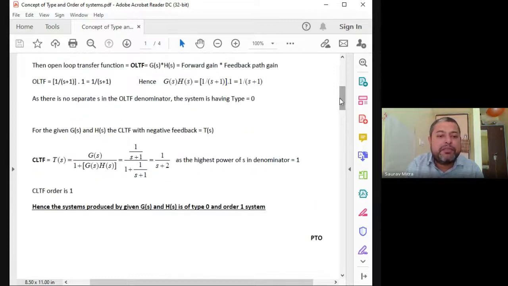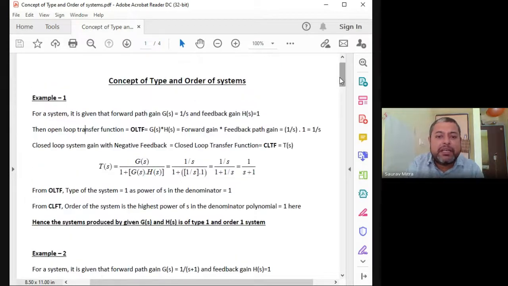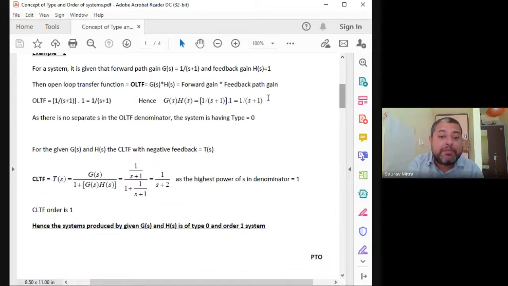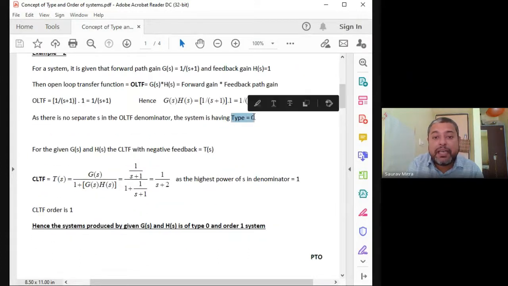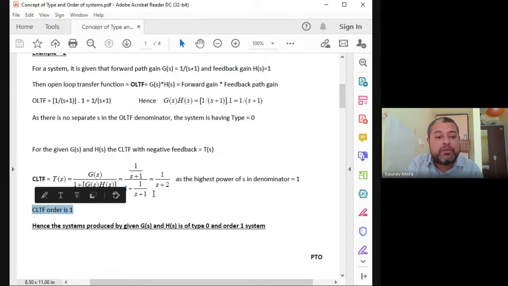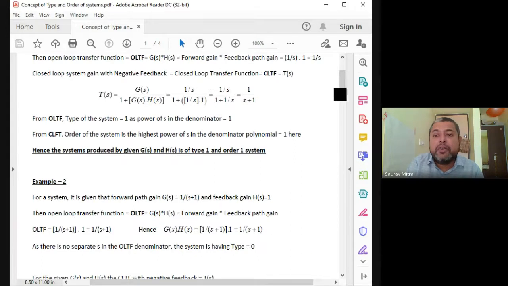And what is the order of the system? The order of the system is also 1. So this system is a type 1 order 1 system. The previous system was type 1, the next system is type 0 order 1. So here it is written type 0 and order 1. So CLTF is having S plus 2. So this is a type 0 order 1 system. The previous system was a type 1 order 1 system.